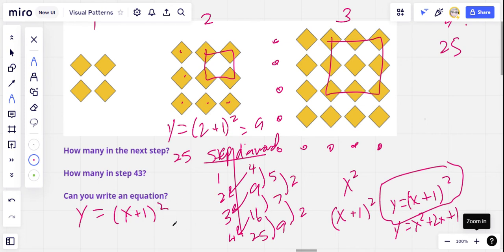Now we can use that to figure out the number in step 43. We would take 43, add 1 to it, and then square that. So whatever 44 squared is, let me just pull out my calculator really quickly. It looks like it's 1,936. You may want to double check my math on that one and see what you get, but I think that's correct. So step 43, we'd have almost 2,000 diamonds in this pattern.